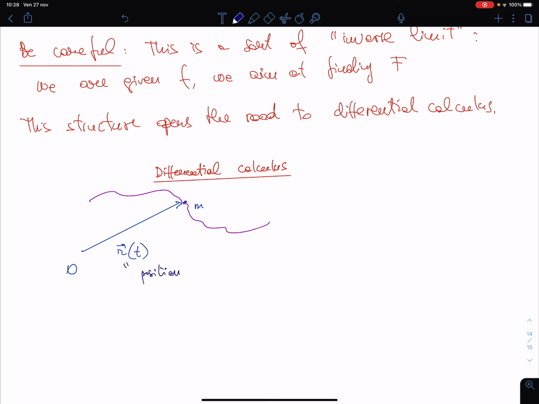And you know that the velocity is the derivative of the position. And the acceleration is the derivative of the velocity, and so on. Then also in the study of economy, the inflation is the derivative of price.